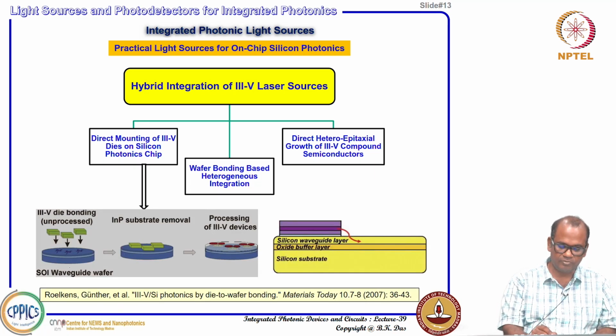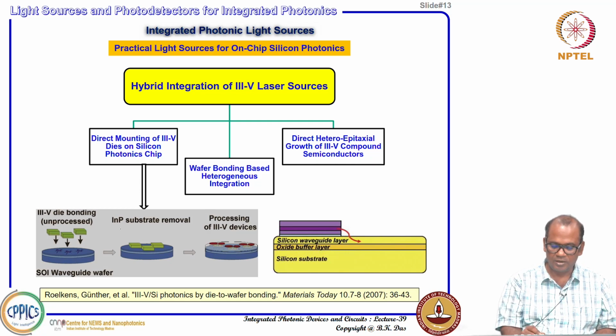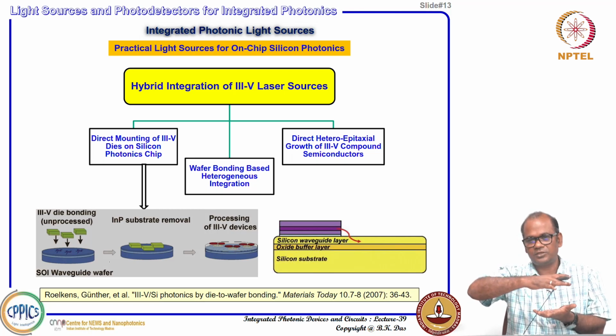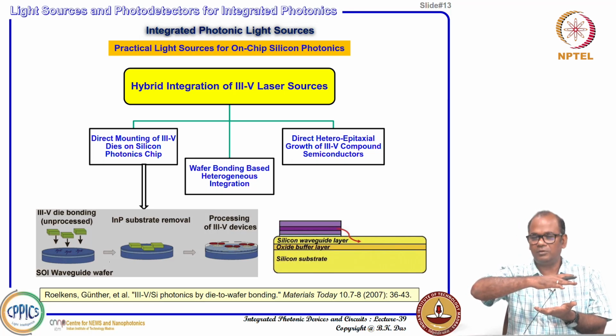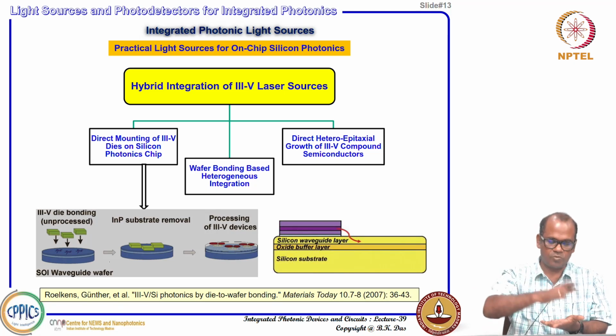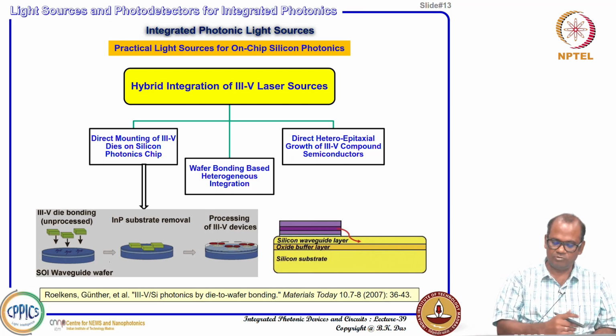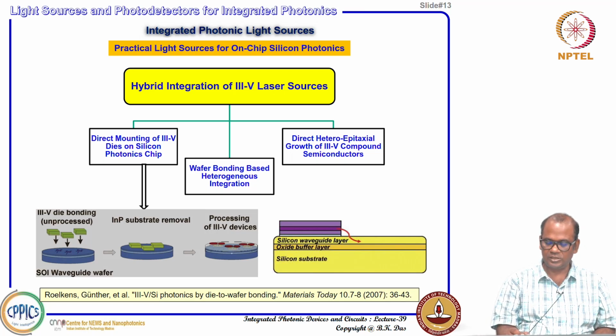If a III-V die is just bonded here, then indium phosphide substrate removal and then processing III-V devices. So, you can have a compound semiconductor grown on indium phosphide crystal, for the necessary engineered bandgap, and then you just bond it, and then the indium phosphide back layer, the sacrificial layer, you remove, and then you can structure them, process them and make a laser device.